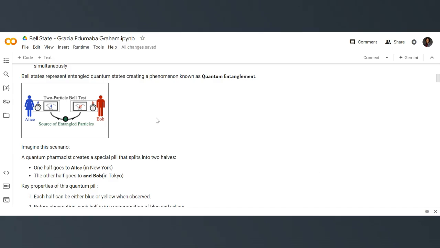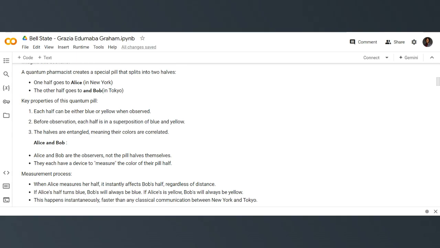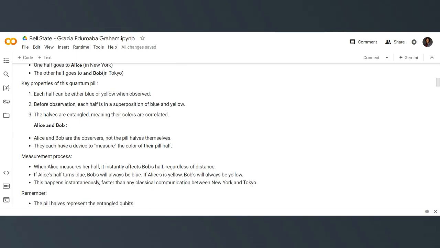But let's not forget the pill colors are blue and yellow: blue for the 0 state, yellow for the 1 state. Alice and Bob are the observers and not the pills themselves. Each of them has a device to measure the color of their pill half.